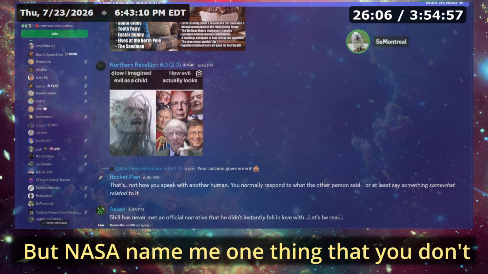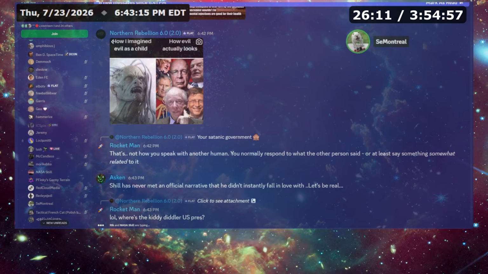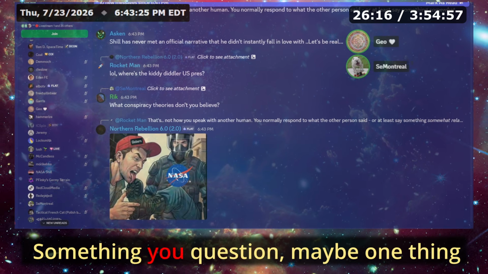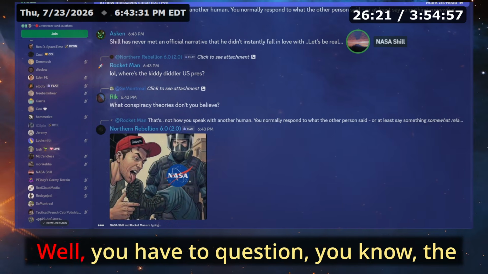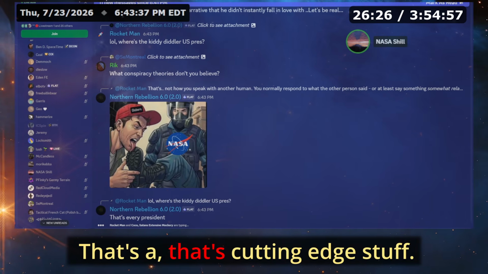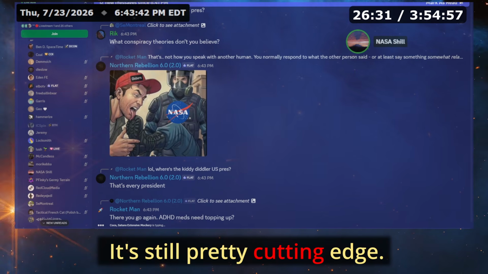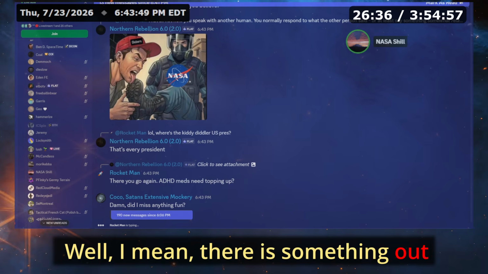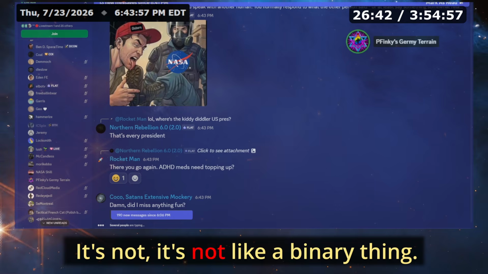That's true. But NASA, name me one thing that you don't believe about the cosmological model. One thing. You see, when you use the word belief in this, you're using the word belief incorrectly. Okay, something you question. Name me one thing you question about the current cosmological model. Well, you have to question the whole dark matter thing. That's cutting edge stuff. We really don't know what it is. That's not cutting edge. That's 50-year-old stuff. It's still pretty cutting edge. So you question dark matter? Do I have that straight? Well, there is something out there, and we call it dark matter. Is it really dark matter? Who knows?